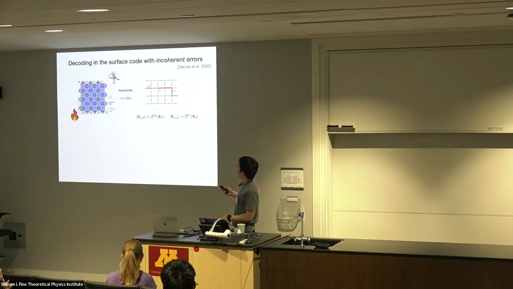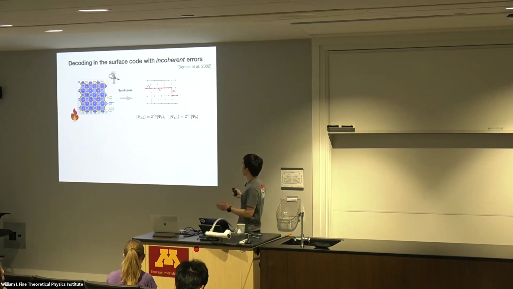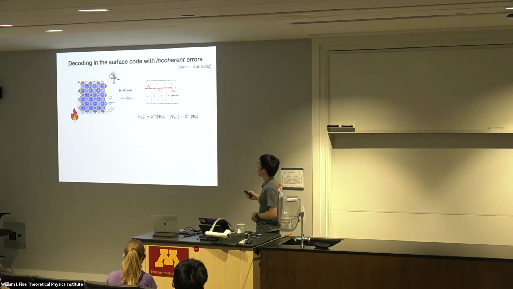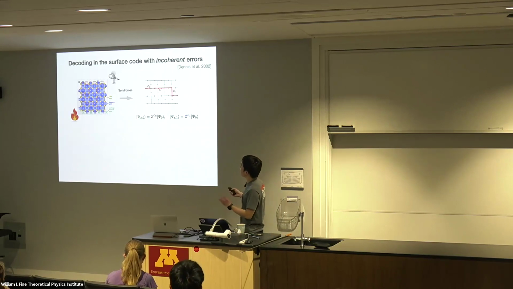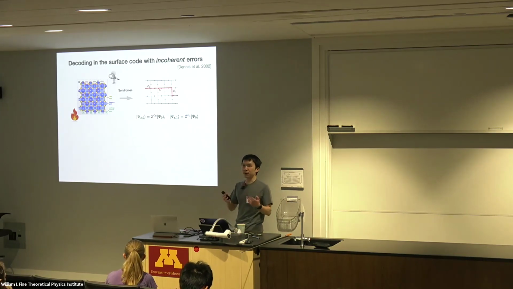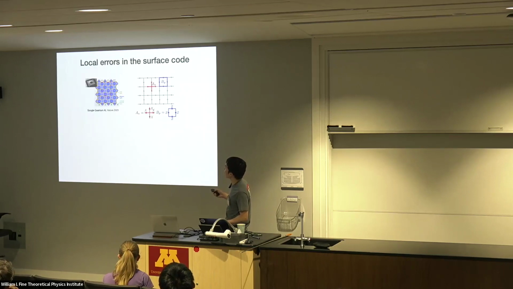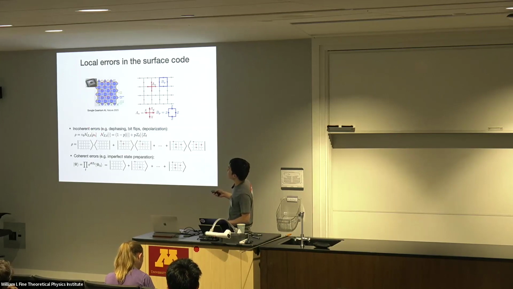So the decoding problem in the surface code with incoherent error is a problem that has been well understood and pioneered by Dennis, Preskill, and Kitaev. In this problem, I'll briefly recap it, just to define the object of interest in today's talk. Let's consider the simplest case, that is, you have a surface code subjected to, say, the local dephasing, as I wrote in the previous slide.